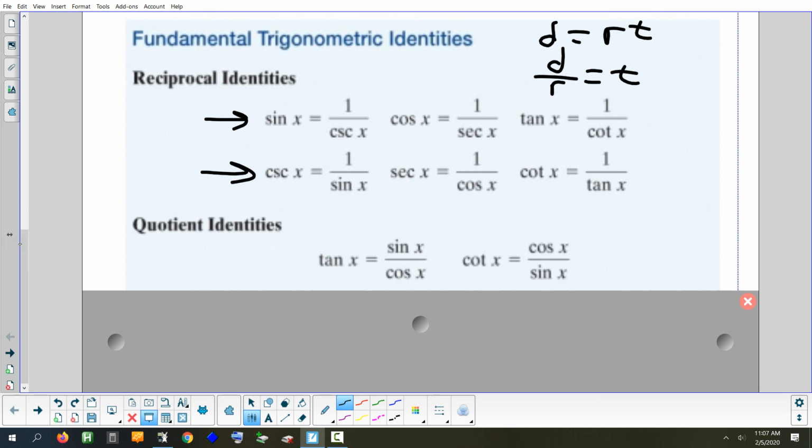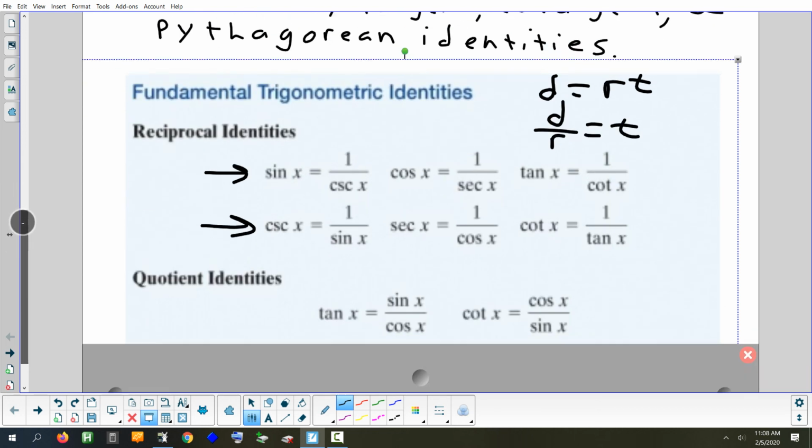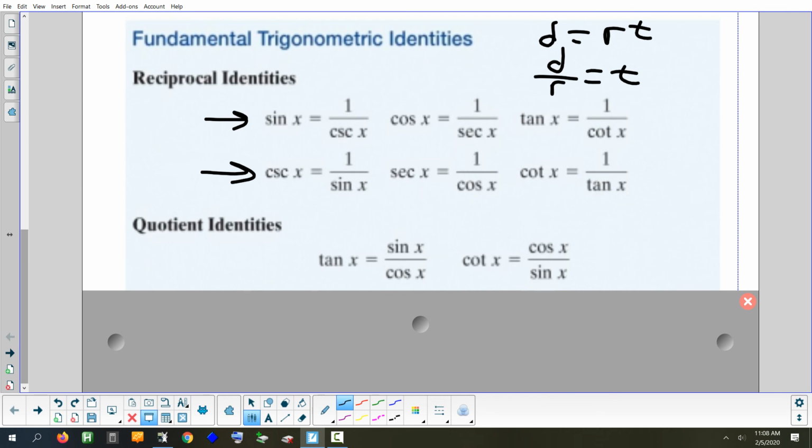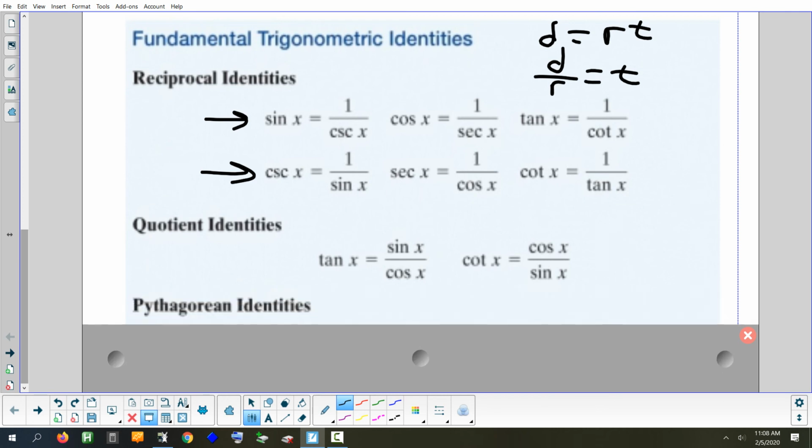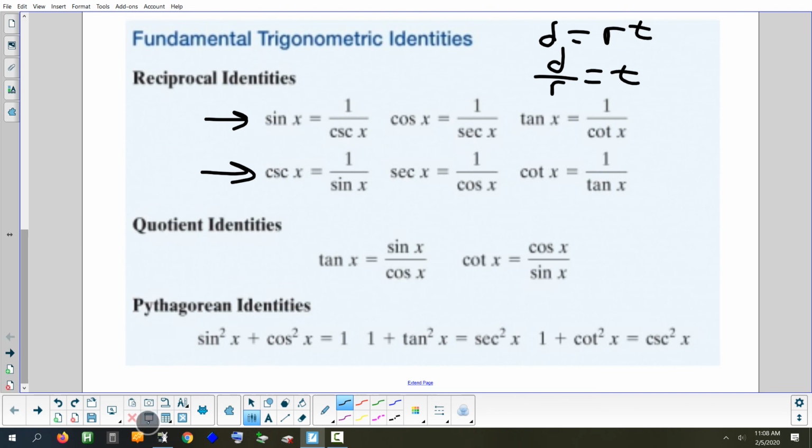Now, the last group are what we call Pythagorean identities. The reason they're called Pythagorean identities is because they have a format that looks kind of like something squared plus something squared equals something. And that's the 3 of them.